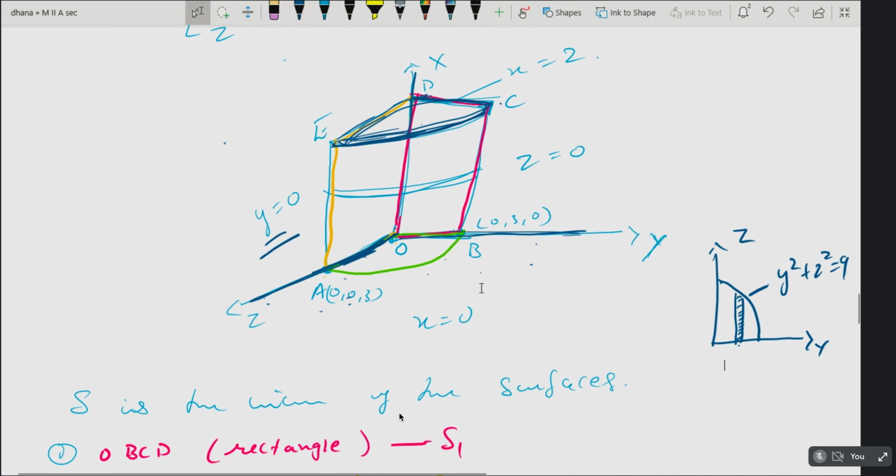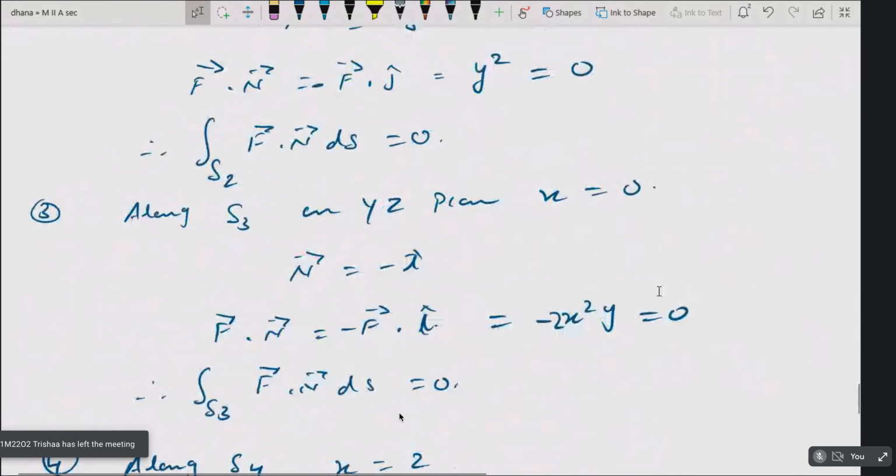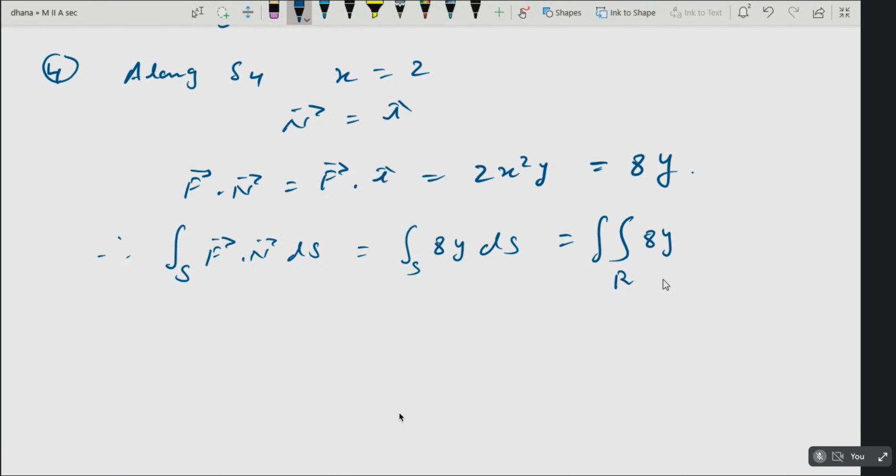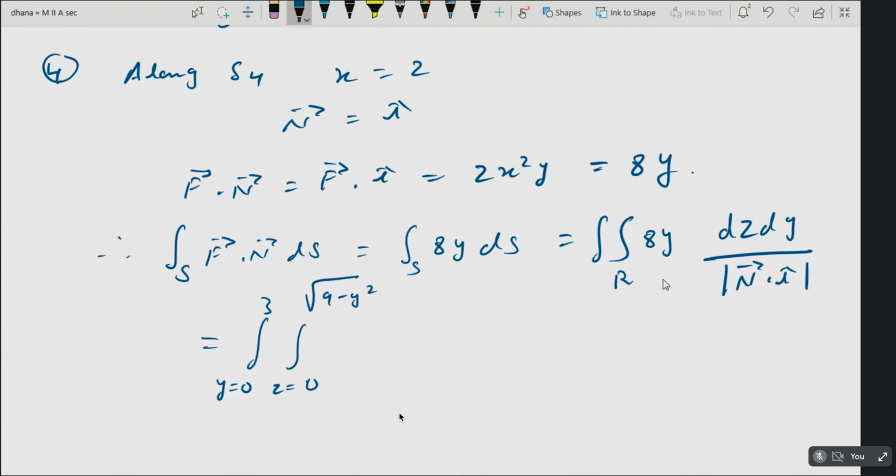Are you able to understand or not? Yes, ma'am. Okay, so this will be equal to the double integral over the region R of 8y dS. Since I have taken the projection on the YZ plane, it will be dz dy divided by n bar dot i bar. So y limits 0 to 3, z limits 0 to root over 9 minus y square, 8y as it is, dz as it is, dy as it is.